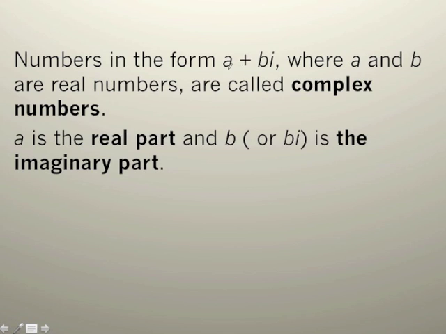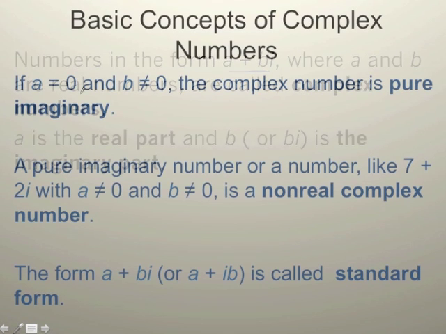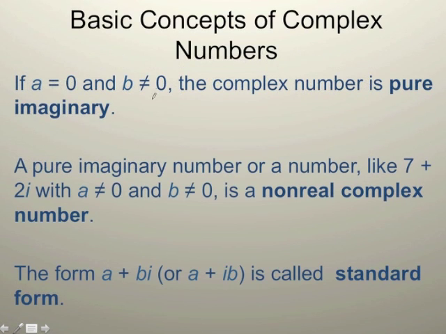Numbers in the form a plus bi, where a and b are real numbers, are called complex numbers. a is the real part, the b or the bi is the imaginary part of this complex number. If a equals 0, and b does not equal 0, then the imaginary number is pure because we would just have a bi part of the equation. It would be 0 plus bi. So that's a pure imaginary number, only an imaginary part.